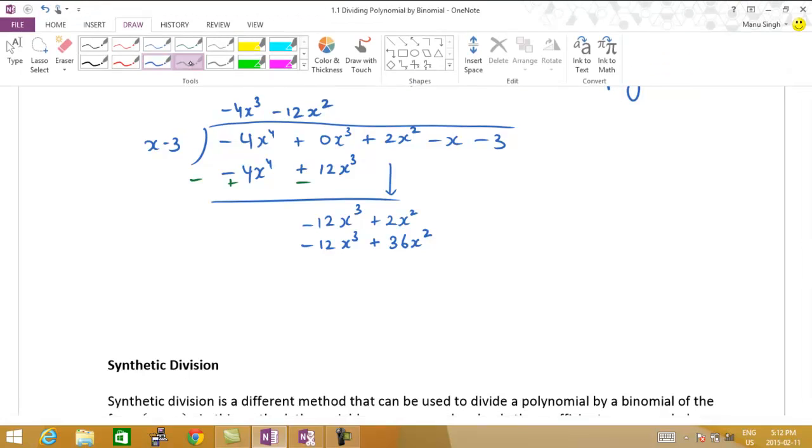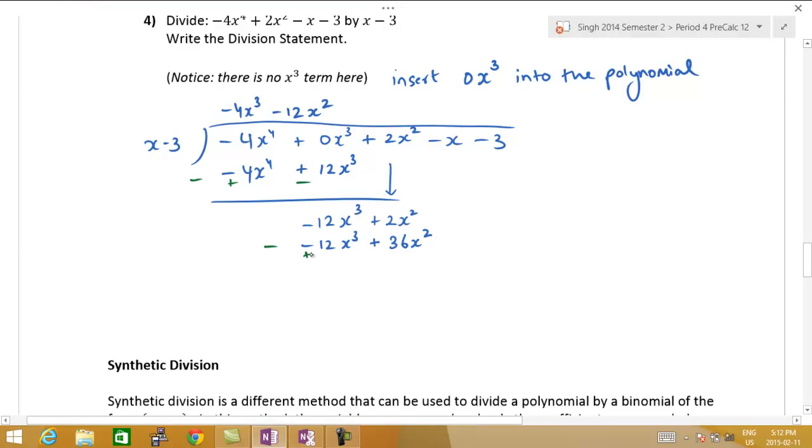Again, let's go ahead and subtract. That means we're going to change our signs over here. Collect like terms with the new signs. Negative, positive crosses off. Positive 2x squared minus 36x squared, we get negative 34x squared. Bring the next term down, negative x. Again, repeat. Negative 34x times an x will give me negative 34x squared. Negative 34 times negative 3 is going to give me a positive 102x.